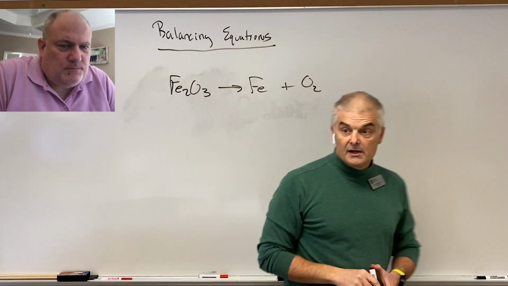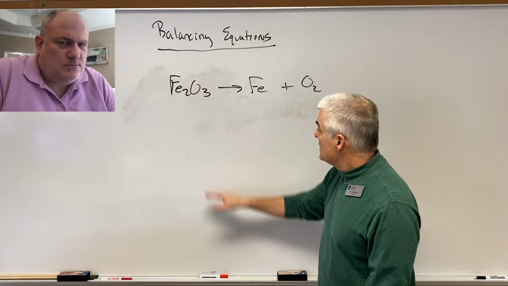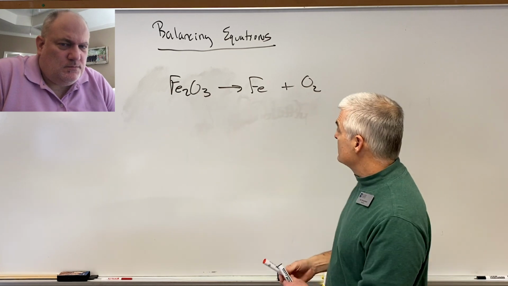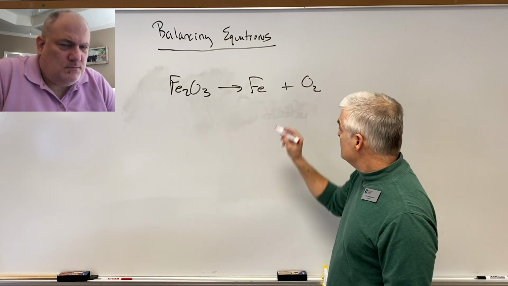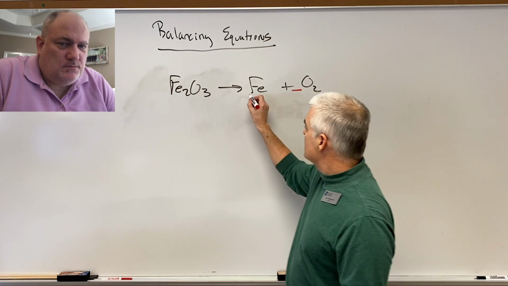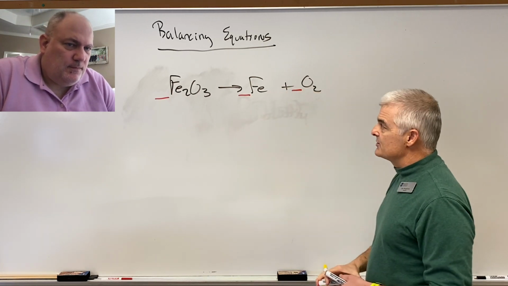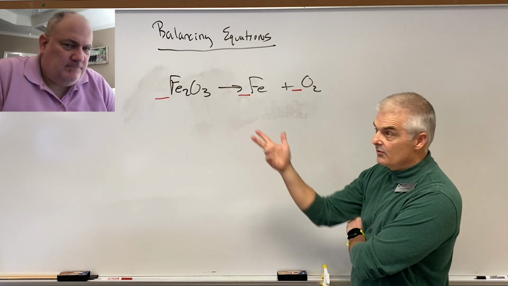So here we have iron oxide, which is one from the last video, if you recall, and it breaks down into iron and oxygen. Fe2O3 breaks into Fe plus O2. Now what I like to do, guys, is put a line under each of them. That's the coefficients. And now the only thing I'm allowed to change is, if you will, the red numbers.